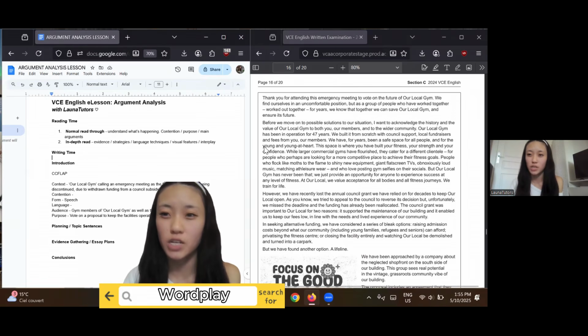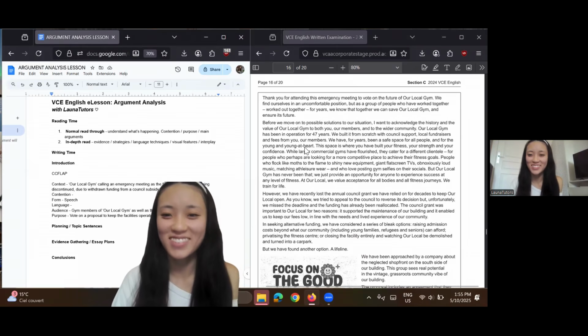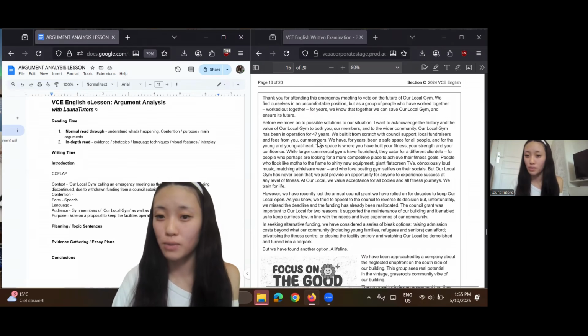Again, a little bit of the tongue-in-cheek vibe, young and young at heart, worked together, worked out together. Okay. And again, there's like an appeal to community, right? Here is kind of like togetherness, like we're in this together. This acknowledges it as a community and even positions it as a safe space for all people.